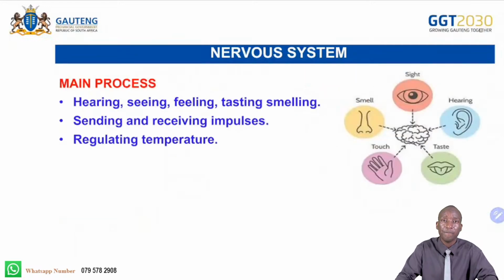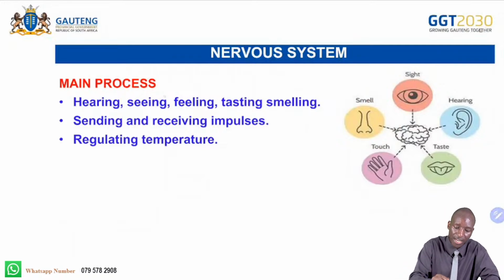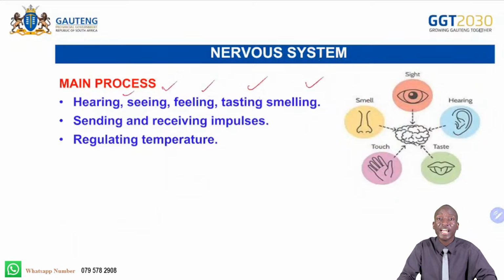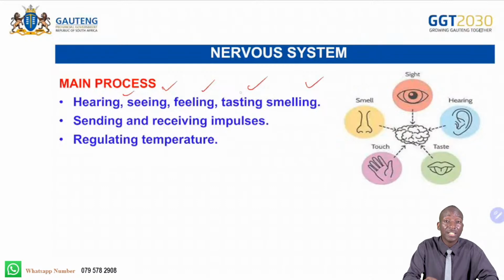Then look at the main processes of the nervous system. We talk of hearing, seeing, feeling, tasting, and smelling. And all of these are shown within that image. For hearing, we use the ears. For seeing, we use the eyes. For feeling, we use our hands to touch. For tasting, we use our tongue. Then for smelling, we use our nose.